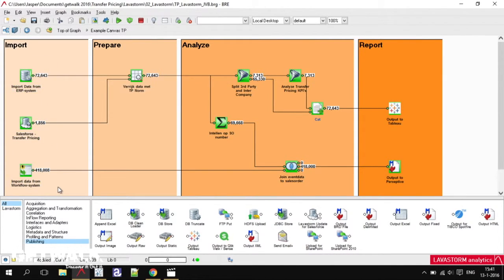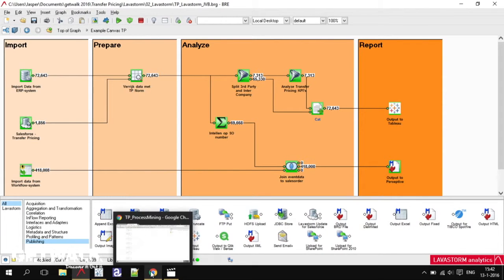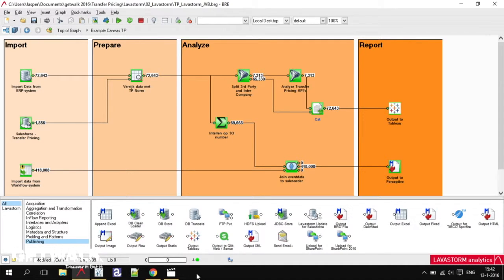From the ERP system, we retrieve sales information about all our sales orders. From Salesforce, we have retrieved data about sales price standards. What prices have we agreed with our customer? Also, at the bottom, we have included data from our workflow system, so we can check which activities were performed with every sales order.